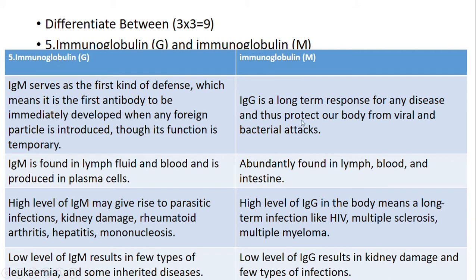IgG is a long-term response for any disease and thus protects the body from viral and bacterial attack. Abundantly found in lymph, blood and intestine. A high level of IgG in the body means long-term infections like HIV, multiple sclerosis, multiple myeloma. A low level of IgG results in kidney damage and a few types of infection.